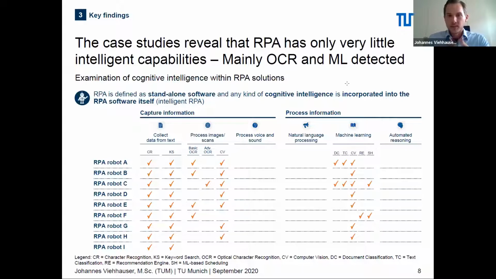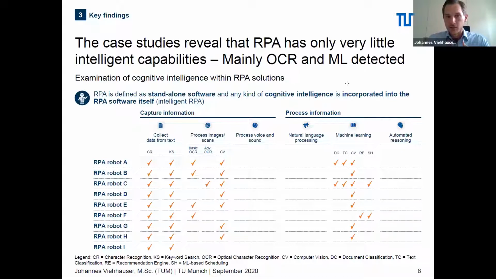In terms of processing images and scans, we detected that 4 of the examined RPA solutions contain some kind of basic OCR, optical character recognition. Therewith, they were able to read scanned documents which have computer written texts, and only one of the solutions actually provides advanced OCR in terms of really being able to work with unstructured texts. This was somehow surprising because at least in a couple of articles, it was stated that RPA should include optical character recognition capabilities. What also became prevalent is that 7 out of 9 solutions contain computer vision, which also incorporates kind of OCR capabilities.